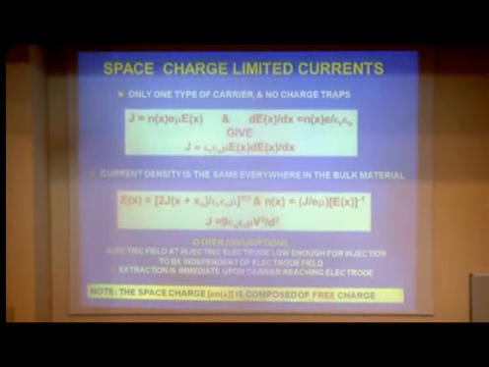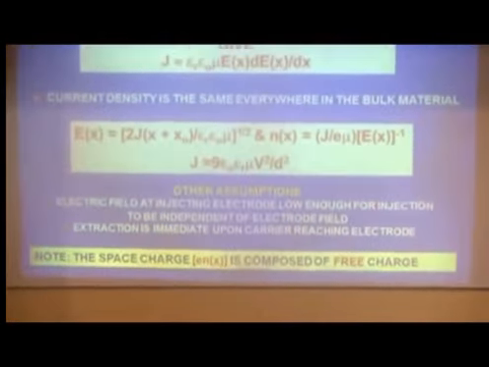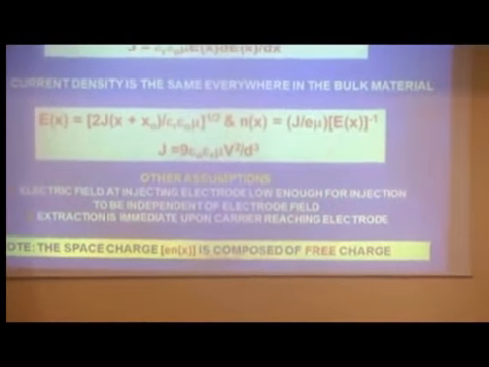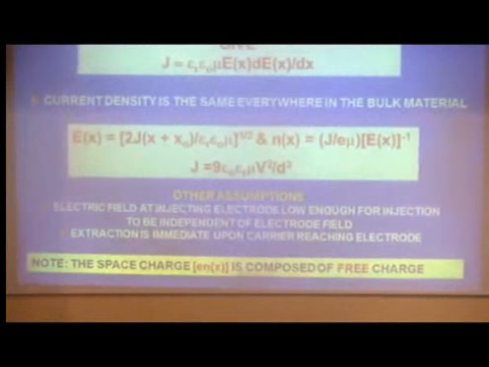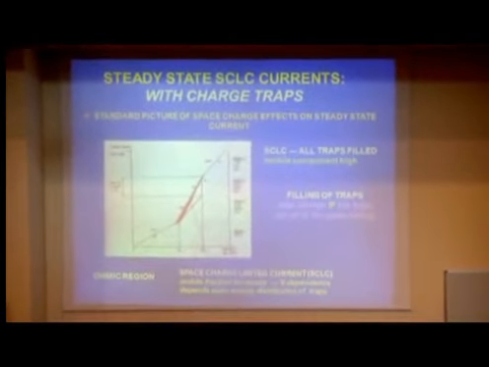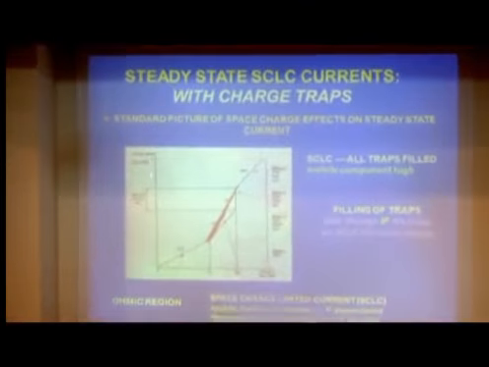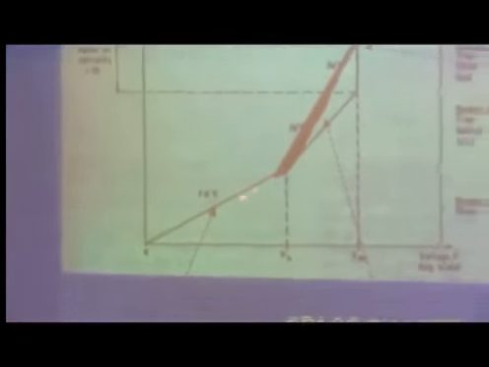Once you've got the field, you can perform a second integration to get the current density as a function of the voltage and the thickness. And this is the expression we get. It's well known, it's in all the books. There are other assumptions. The electric field at the injecting electrode has to be low enough for injection to be independent of electrode field, and extraction is immediate upon the carrier reaching the electrode. So let's see what we get. Here it's a schematic diagram. Current density up here, voltage along there. We assume that we get an ohmic region at first.